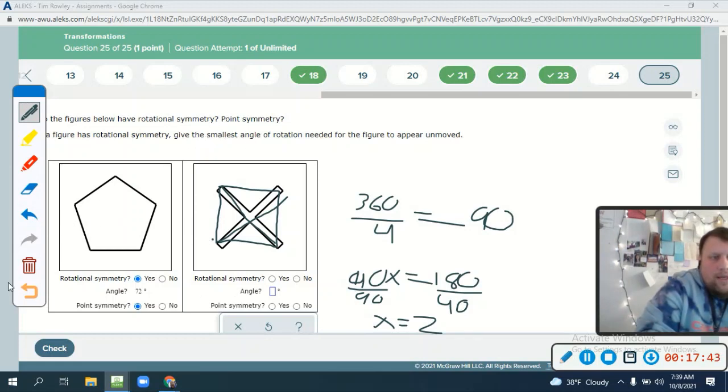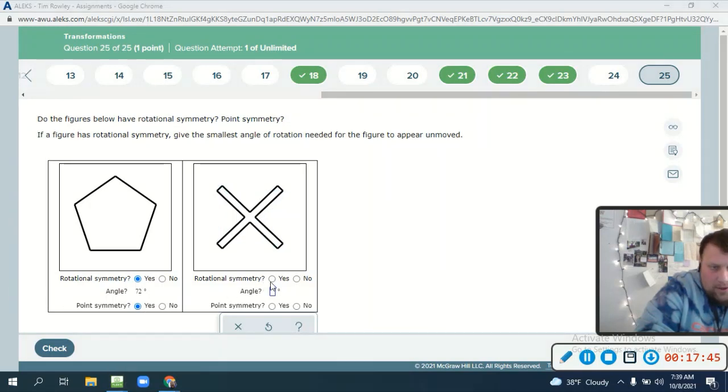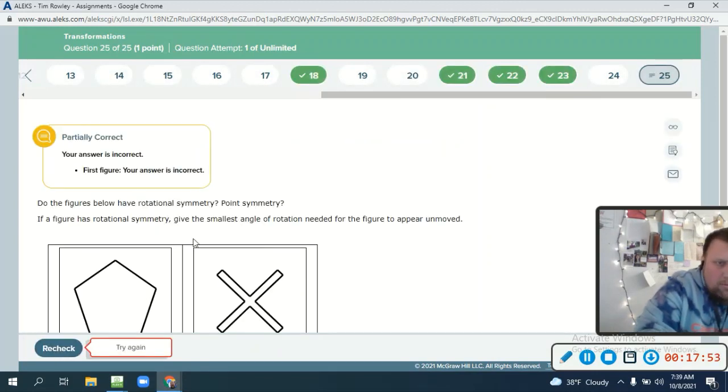So that is some examples. So let's put that in there. Yes, it has rotational symmetry of what? 90 degrees. And yes, it has point symmetry. Let's check our answer, and boom!